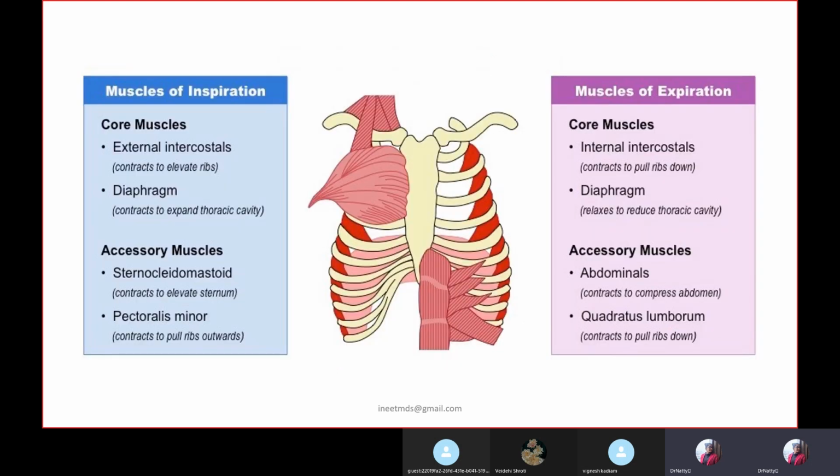So in physiology, this point is very, very important. Inspiration and expiration. The main muscle of inspiration is the external intercostalis muscle, whereas for expiration it is the internal intercostalis muscle. So to remember, for I it is E and for E it is I. So it is just opposite. For inspiration it is external intercostalis and the diaphragm will be there in both. The accessory muscle for inspiration is sternocleidomastoid and the accessory muscle for expiration is the abdominal muscles.